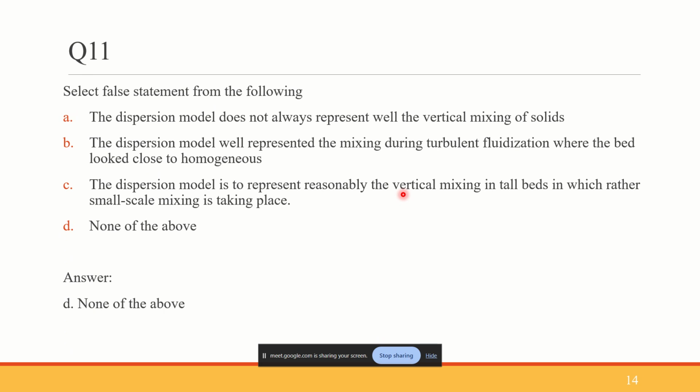So we are here to identify which of them is the wrong statement. We are not going to identify which of them is the right statement. So think accordingly and read the statements one more time. We'll discuss.